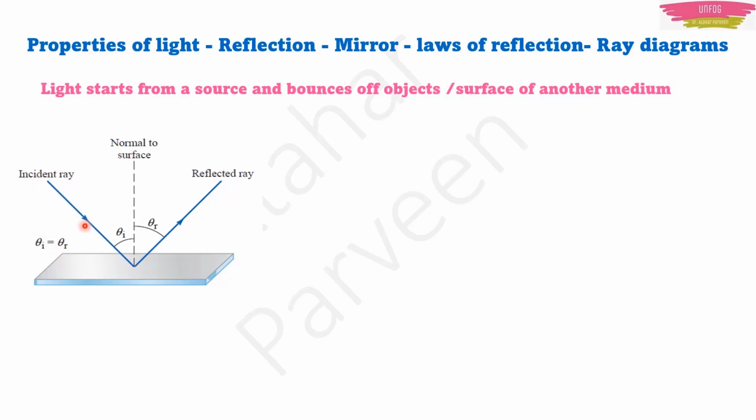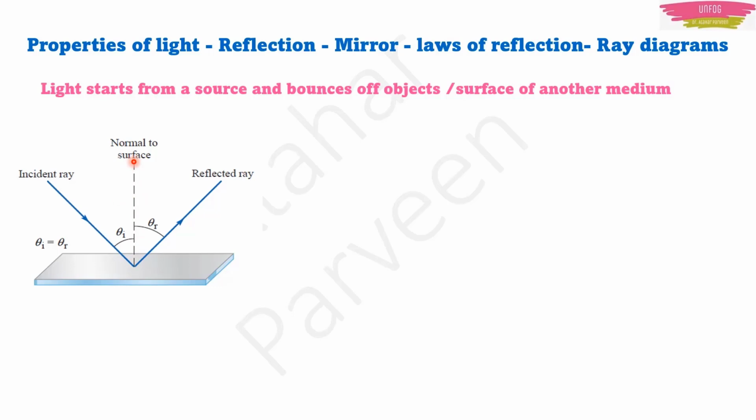Now, the light ray which is initially falling is known as the incident ray, and the light ray which is getting reflected is known as the reflected ray. It is bouncing back here, right? The incident ray, after it touches the surface of this plane, bounces back. This is known as the reflected ray. There is one more line which we call the normal. We draw it perpendicular to this plane surface. This is the normal to the surface. And this is a very important line.